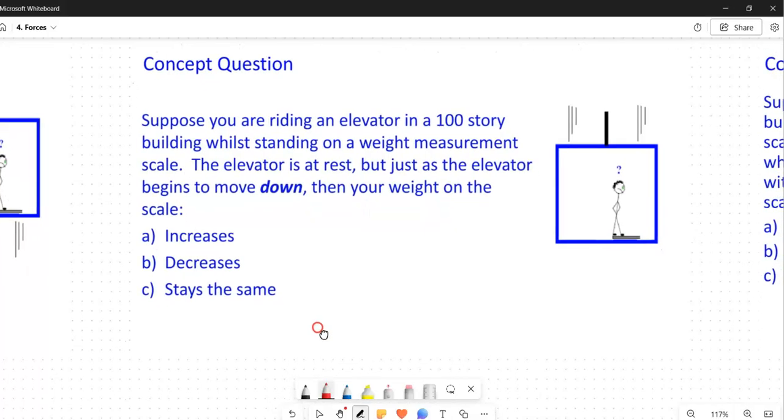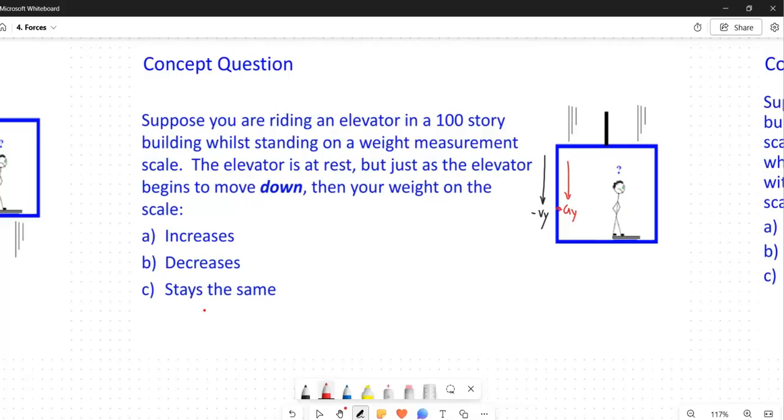Let's try another one. You're standing in an elevator at the top of the building and you hit the down button. Now you are moving down in the negative y direction, and you are speeding up, so you're accelerating down. Can you remember how you feel when this happens to you? You're at the top of an elevator shaft and you push the down button. How do you feel? Do you think the weight scale would read a heavier weight than normal, a lower weight than normal, or the same weight?